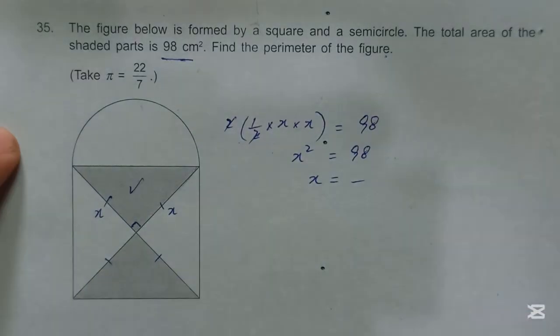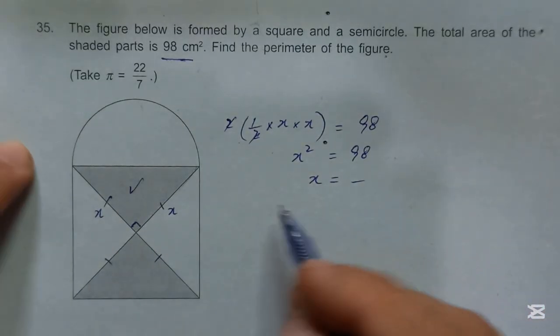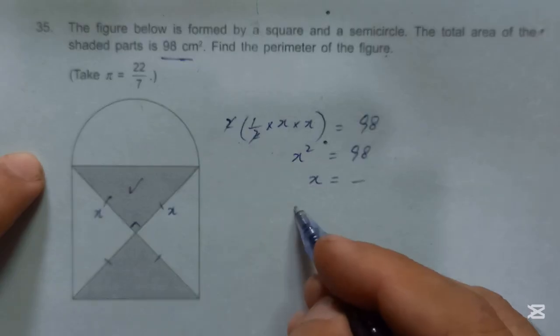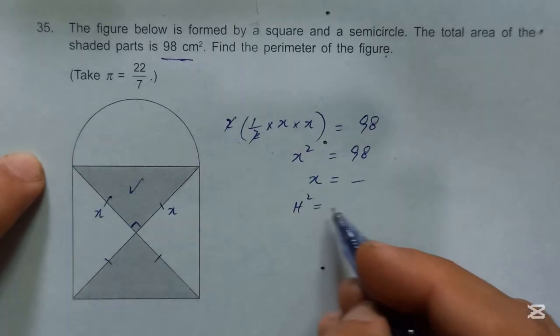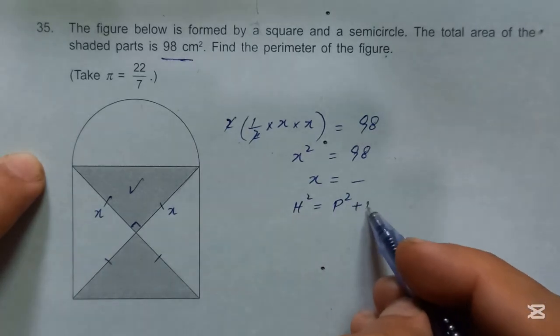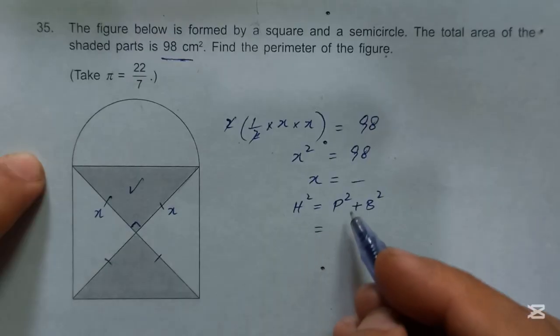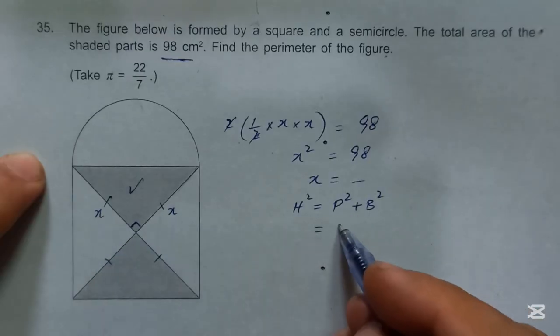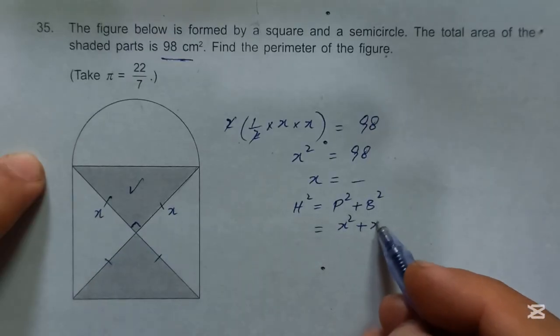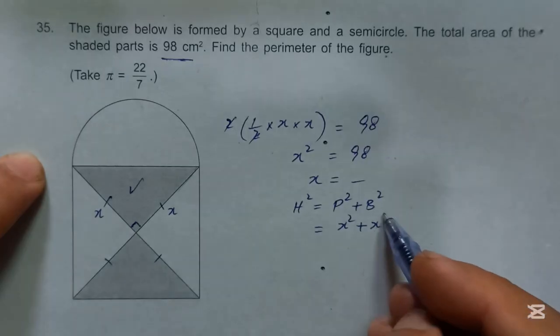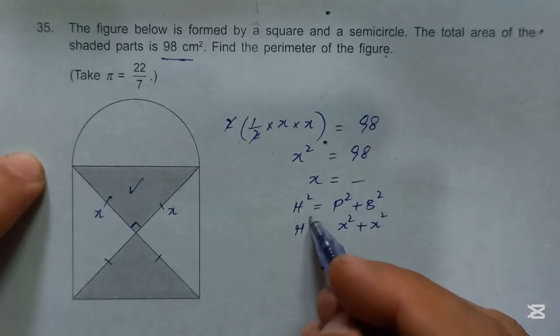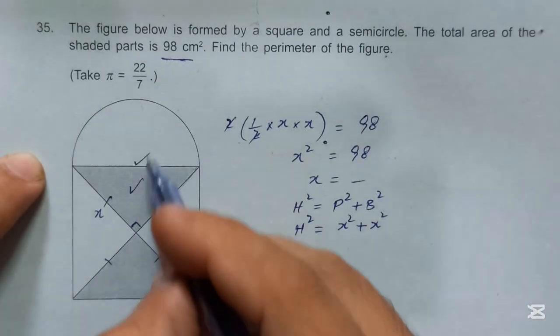And when x is pointed out, you will apply the Pythagoras theorem. That is, hypotenuse square is equal to perpendicular square plus base square. So this side plus this side, so x square plus x square. The value of x will be placed here. You will find the hypotenuse as well.